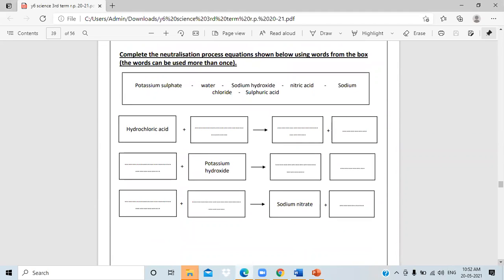Okay, so right here we have some chemical equations of the neutralization processes or neutralization reactions. And you have a word bank that you can use, and you can use the words in it more than once. Okay, and it makes sense, of course, because you have only one alkali. Okay, who would like to do the first one? Raise your hand. Yasin Muhammad Radwan.